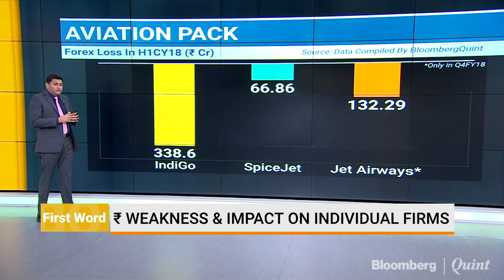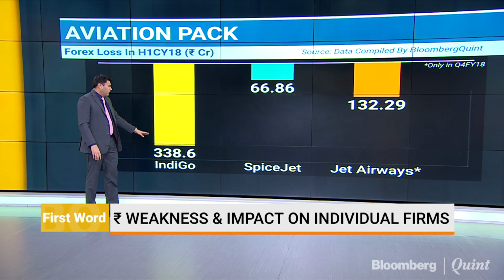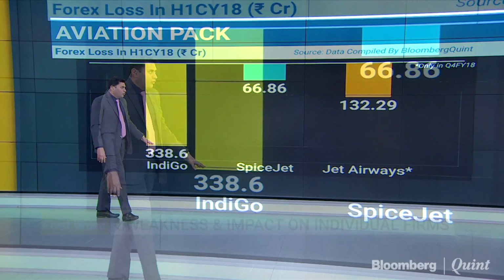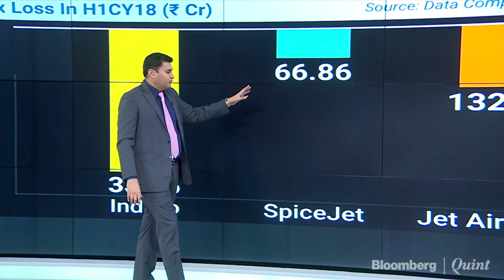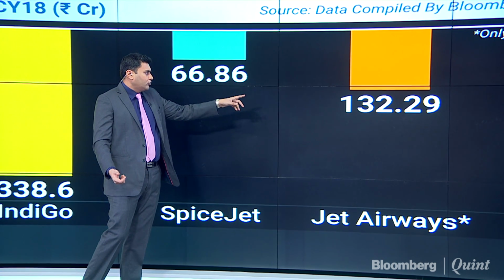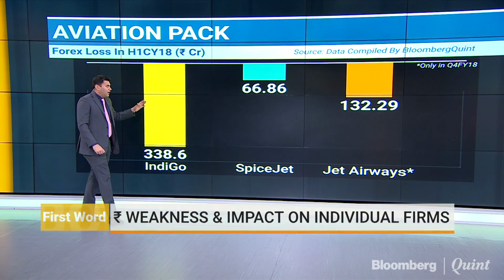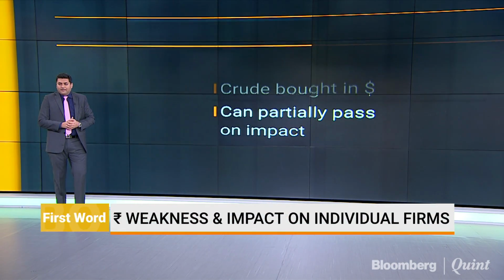Now, if you're looking at in the first half of the calendar year, what we've seen is Indigo has reported a forex loss of almost 340 crores. For SpiceJet, it's close to 67 crores. And Jet Airways, they haven't reported the first quarter numbers. So in the fourth quarter, they reported a forex loss of 133 crores. So that is how aviation gets impacted. So that's the impact there.